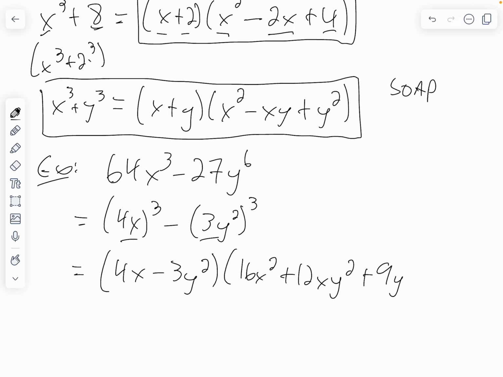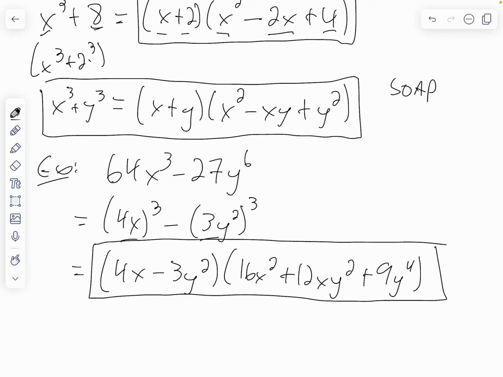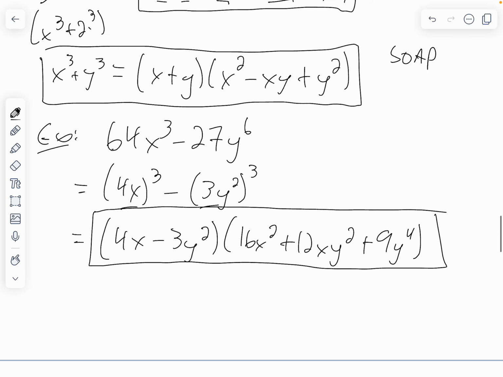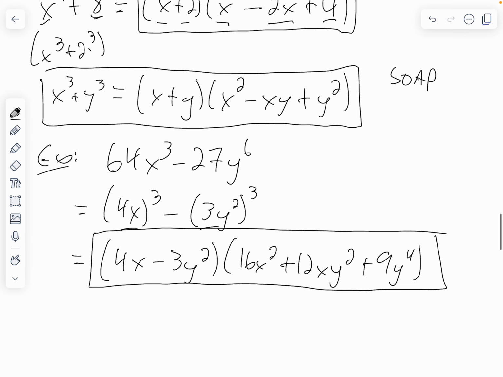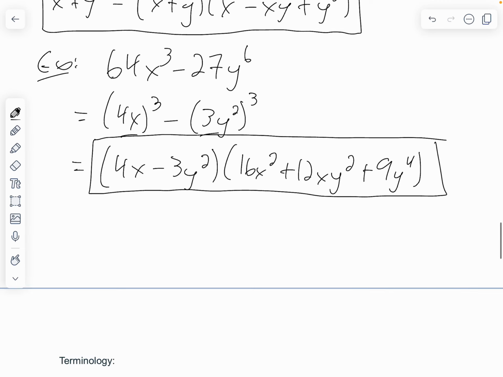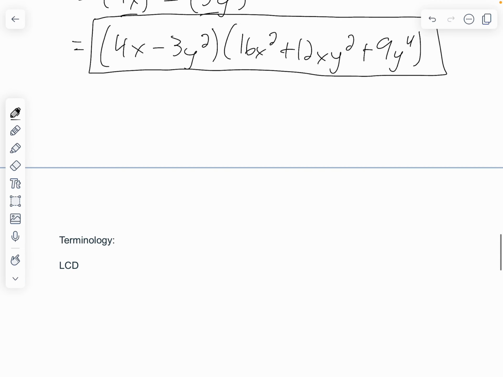So that's going to be a 9y to the 4th. And you can expand that out and see if it works, but it should. That SOAP formula is always going to help you if you have a sum or difference of cubes that need to be factored. You might be asking, why is the factoring important today? You're going to get to some rational expressions that require factoring to cancel things out and simplify. We'll get to that in a moment.